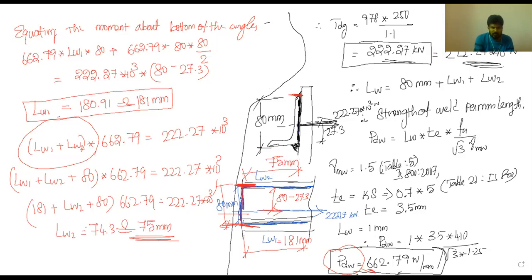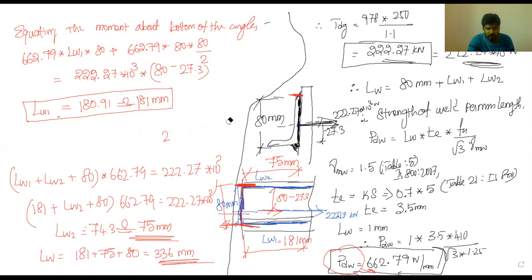So the total length of weld LW becomes 181 plus 75 plus 80 mm. 181 plus 75 plus 80 is 336 mm, which is the answer, the total length of weld. Sorry for the inconvenience, I forgot to include this while doing it. So this is the correct answer. Thank you all. We should move on to the next problem.